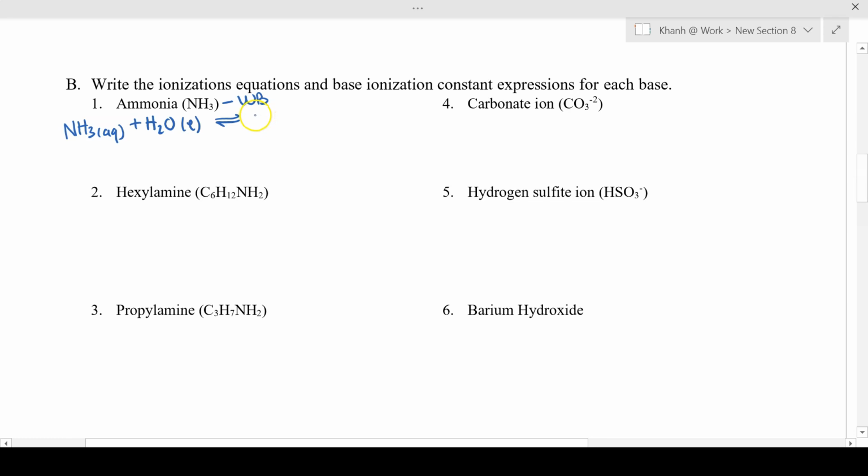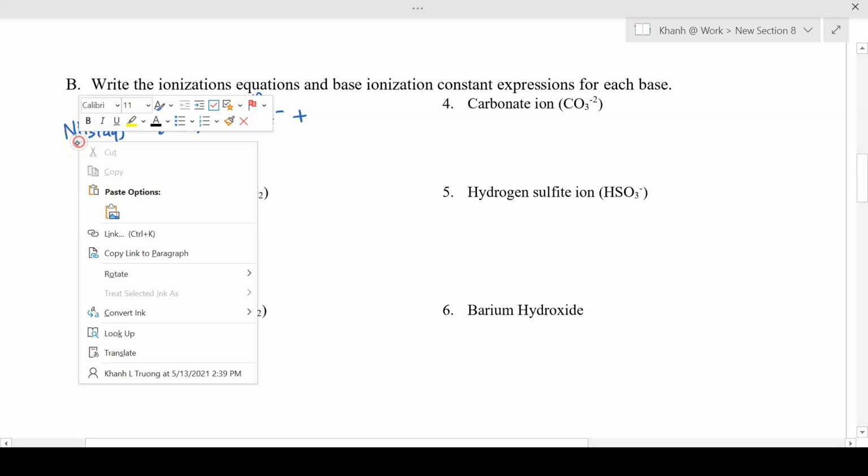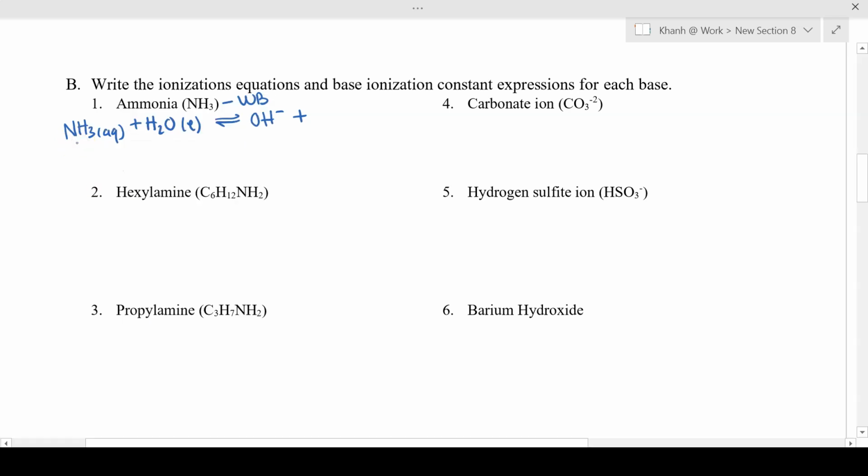Then one of the two products must be OH. And the other product would be whatever is made by this base gaining a proton. So when NH3 gains a proton, aka it gains an H+, it would make NH4. Now the charge has also changed, going from neutral in ammonia to +1 in ammonium. There's also one thing I've forgotten here, which is that both of these must also be in aqueous form.